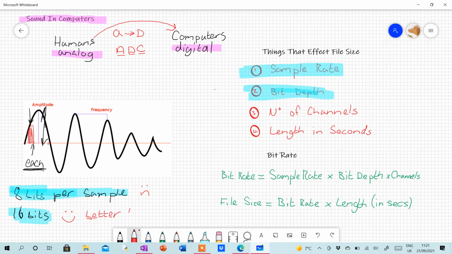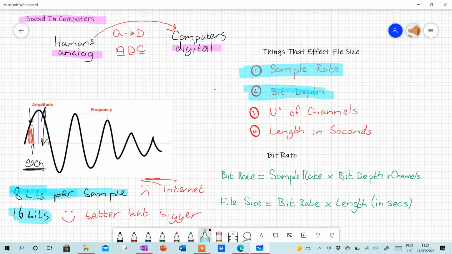But it's going to be bigger. Which is why 8 bits is used for the internet, because it's smaller. It's being sent all over the world, and you don't know how good the connection of the person receiving your file might be. So if it's 8 bits, it's a lot smaller and it sends a lot better.